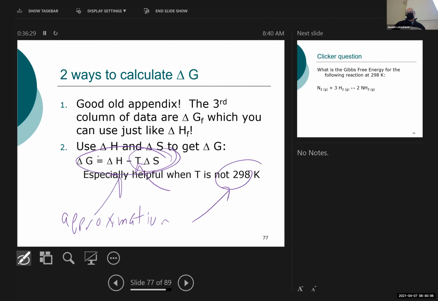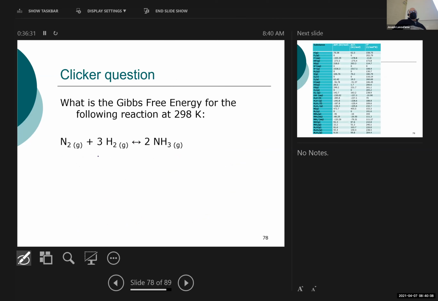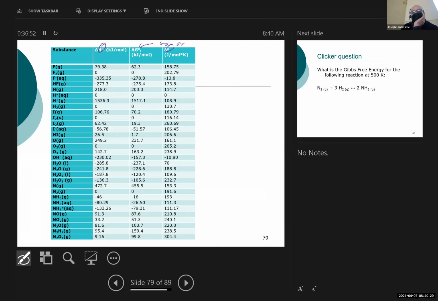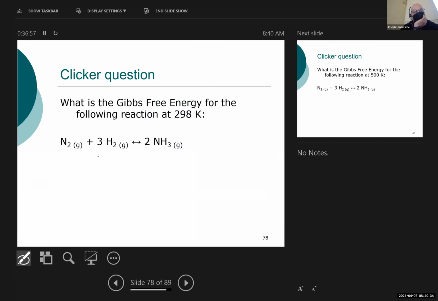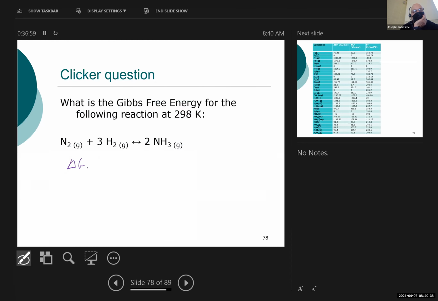All right. And so I think we have just enough time. If I want to calculate the Gibbs free energy for the following reaction at 298 Kelvin, well, I'm at standard temperature. I trust my table, right? And so I can calculate the delta G directly.